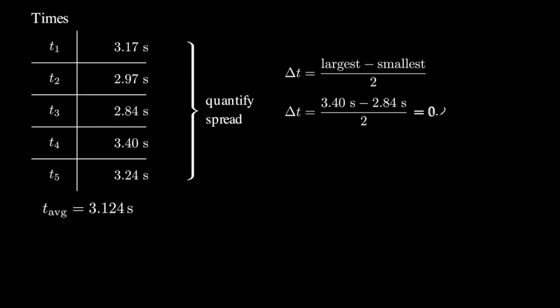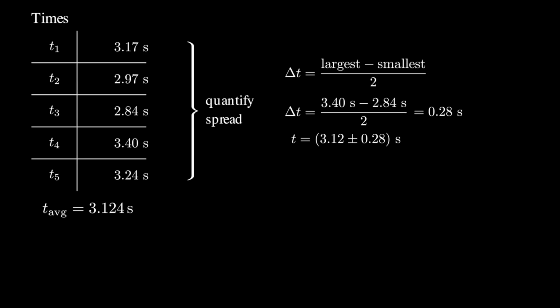There are various ways to do this with varying levels of correctness, but a simple and easy way is to take the largest value in the data set minus the smallest value and divide by 2. Putting these numbers into the equation gives a spread of 0.28 seconds. Group A can now write their time measurement as 3.12 seconds plus or minus 0.28 seconds. Notice I dropped the last decimal in the average. That is because the uncertainty is 28 hundredths of a second. Keeping the 4 conveys a level of precision, thousandths of a second, that you simply don't have. More on this as we continue.